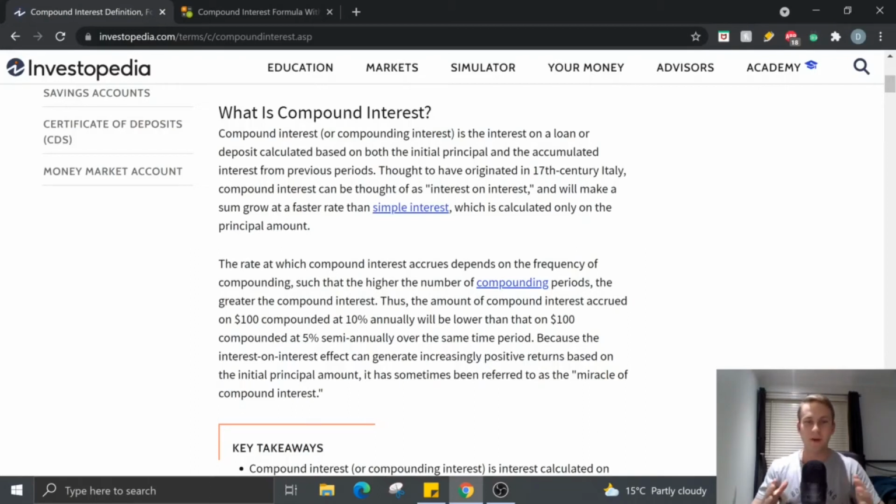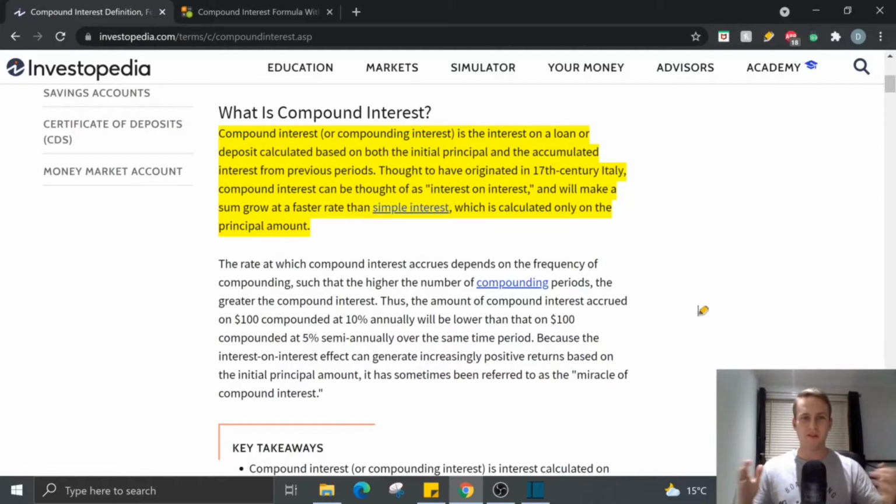G'day guys, in this very video I'm going to show you the magic of compound interest and how you can use it to build wealth for yourself. Before we go any further, let's have a look at what compound interest is.